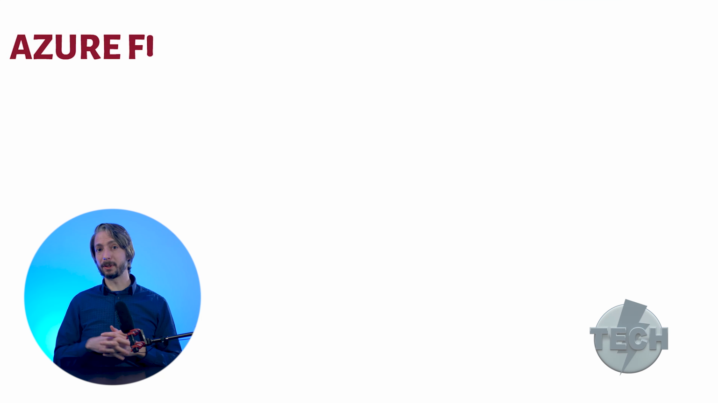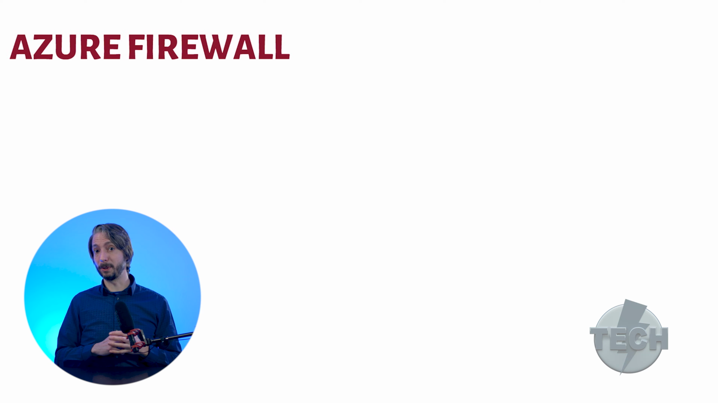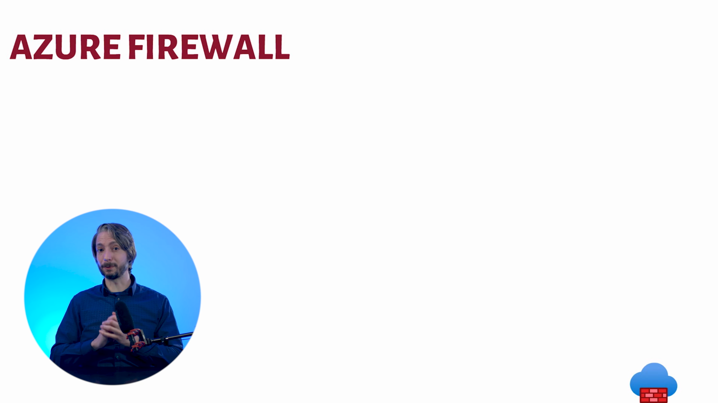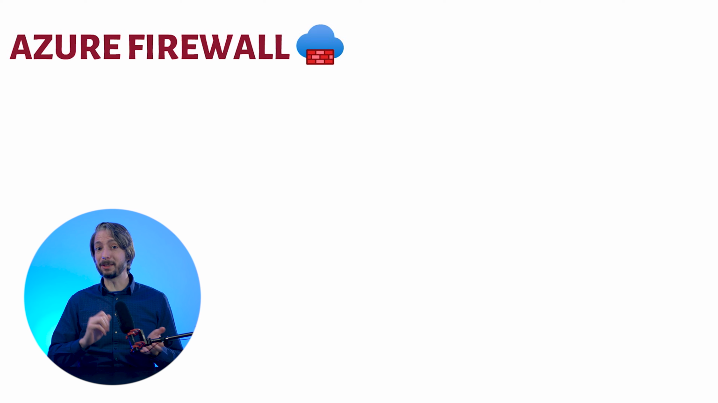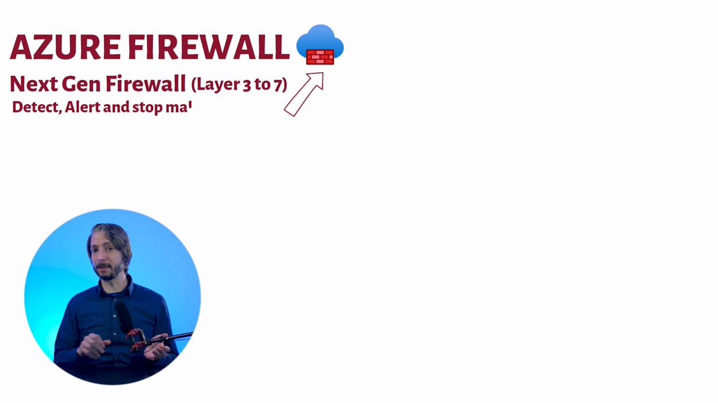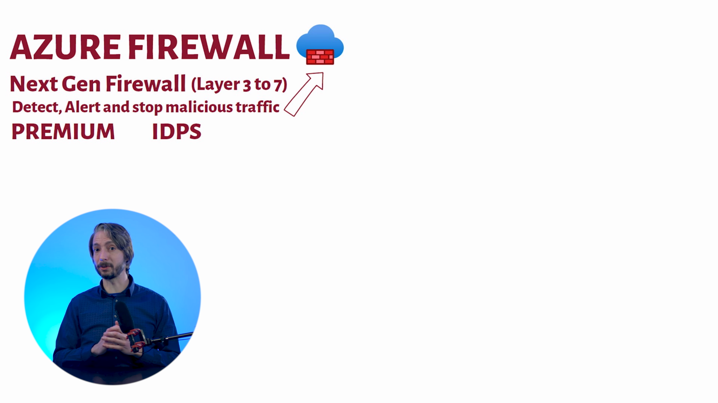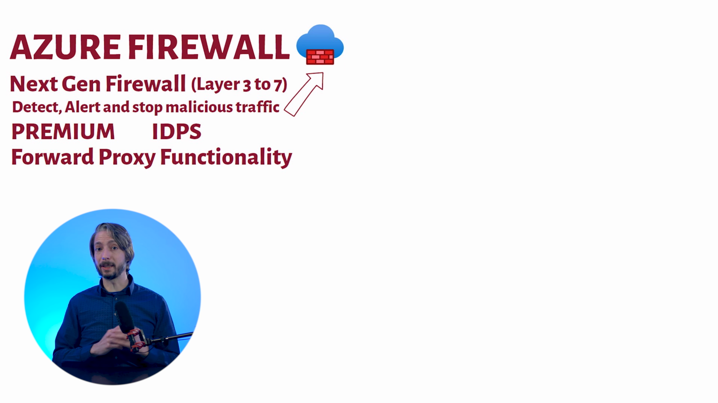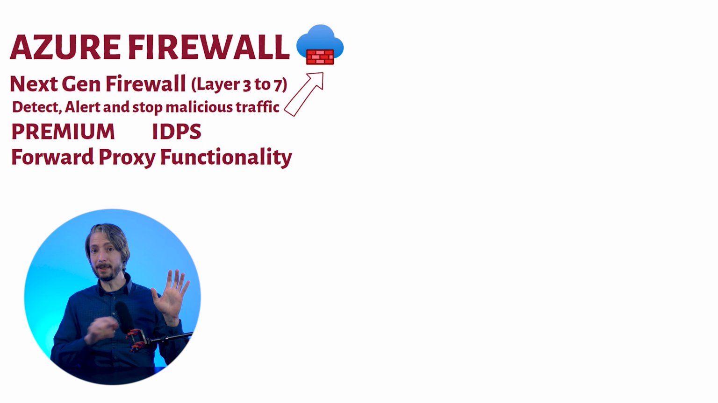As usual, we'll first do a quick high-level overview of the two components, and we'll start with the Azure Firewall. Now, this is a managed next-generation firewall which offers packet filtering on layer 3 to 7. It can easily detect, alert, and deny traffic from malicious IP addresses along with other functionality. The premium version of Azure Firewall, now this is a full-fledged intrusion detection and prevention system, IDPS. Along with this, it can also function as a forward proxy where you can whitelist URLs. So any traffic to the internet from Azure can first be checked by the firewall.